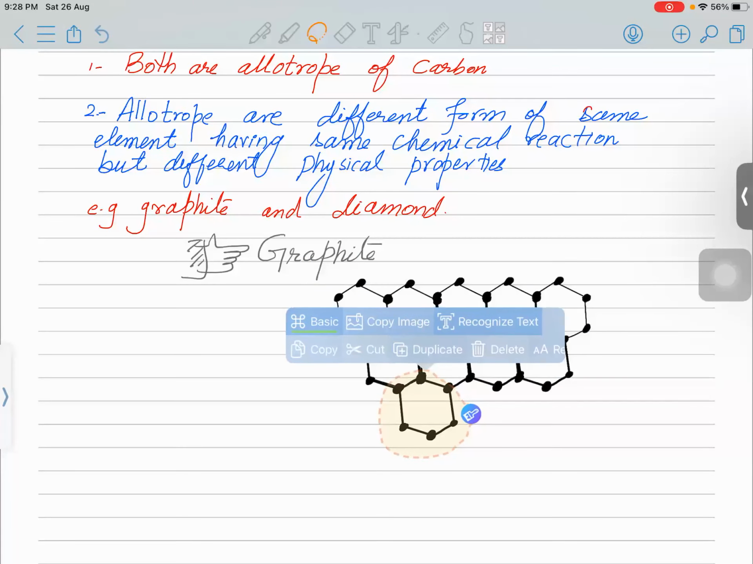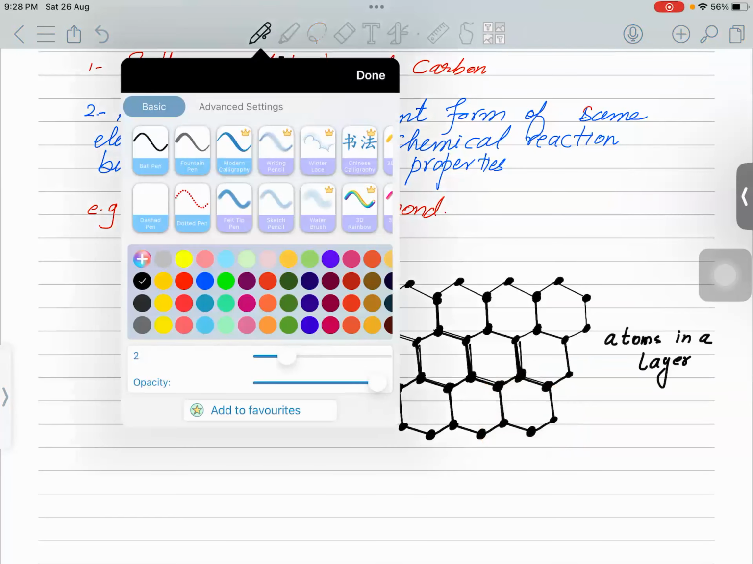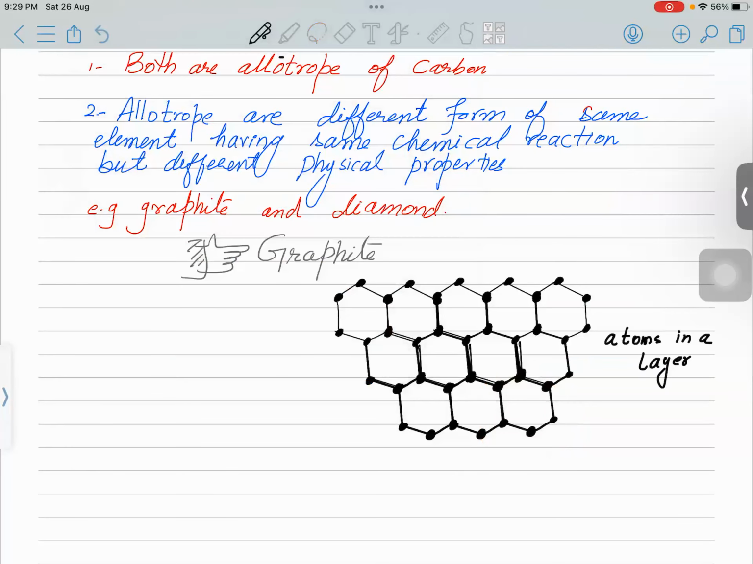Hexagonal structure, right? This is the structure of graphite. These are atoms in a layer.